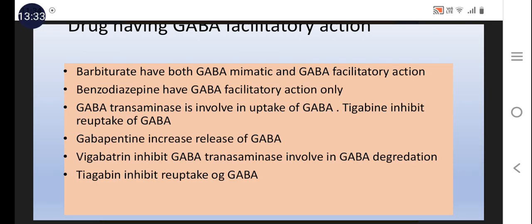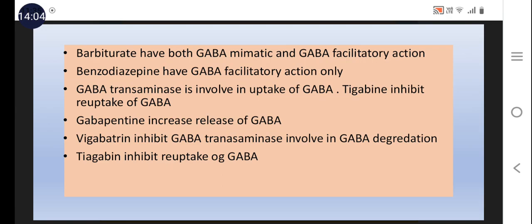Like that, when GABA comes in the synaptic cleft, its degradation is necessary. So it is performed by the GABA transaminase. But in case of the seizure, the level of the GABA needs to be increased in the synaptic cleft, and that's why drugs like vigabatrin that inhibit the degradation of GABA are given to patients. Then tiagabine inhibits the reuptake of GABA.